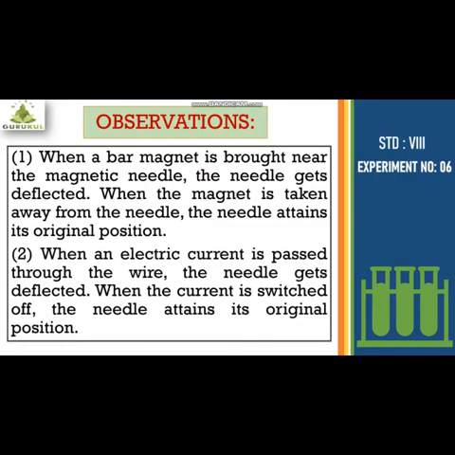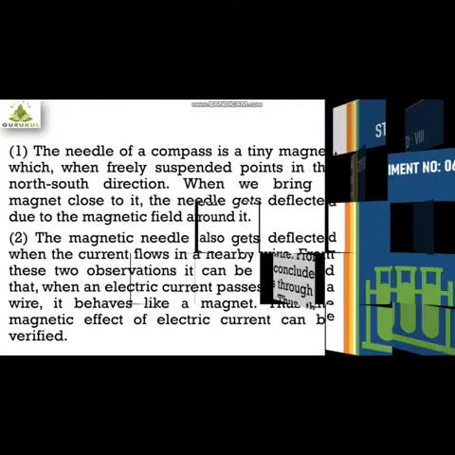Second observation was what? When passing electric current, right? So when an electric current is passed through the wire, the needle gets deflected. Again here also the needle gets deflected. When the current is switched off, the needle attains its original position. So if I switch on, it will deflect, off, it will not deflect. If I take the bar magnet near, it will deflect. If I take the bar magnet away, it will attain its original position. So there are some similarities, right? Can you see similarities here?